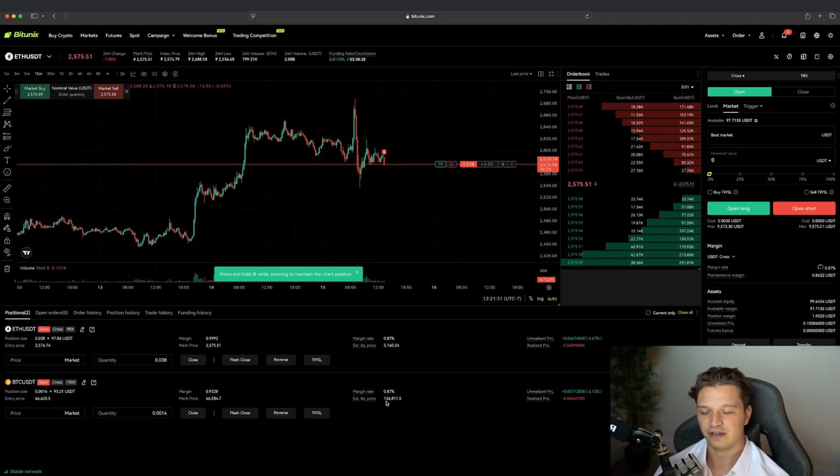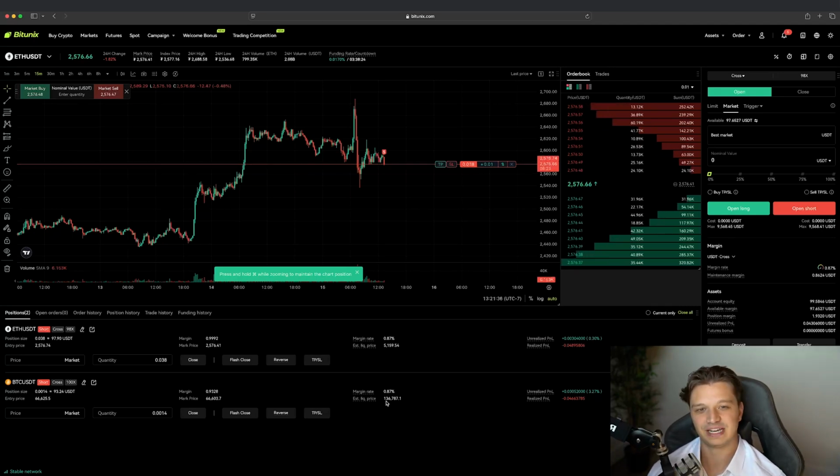So now we have to be very mindful of this, because if we do too many open positions on cross mode, our liquidation might be a lot closer than we think.